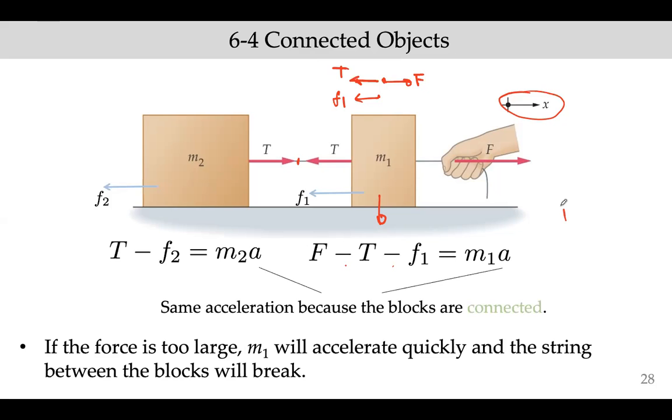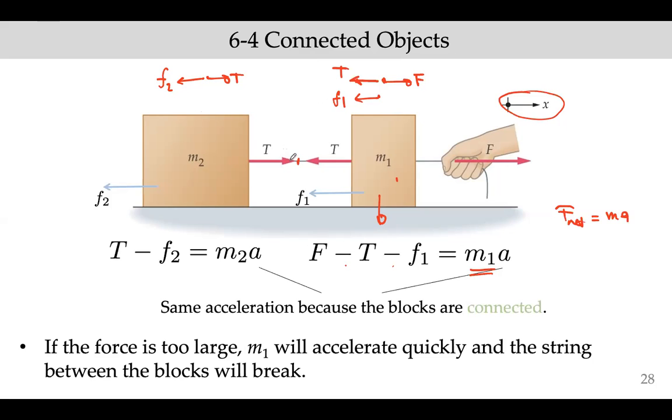So we are just doing F net equals MA. You should use the correct mass. Just don't write M. In this case, there's actually no M. There's M1 and M2. So for this block, it should be M1 times A. What about the second one? For the second one, there's actually no external force, but it's only T to the right and friction force to the left.